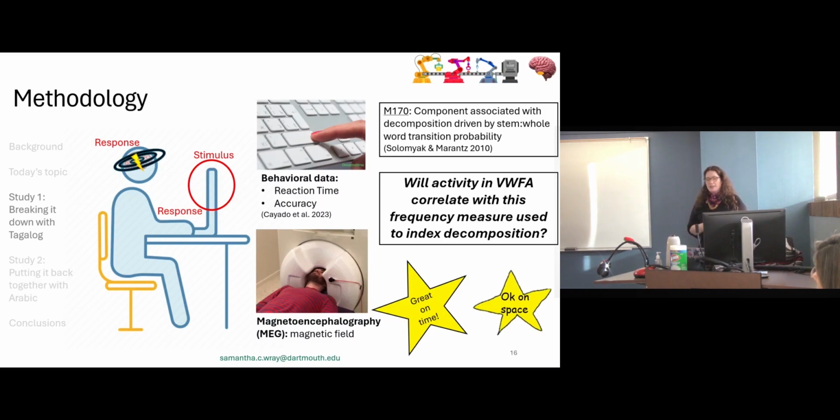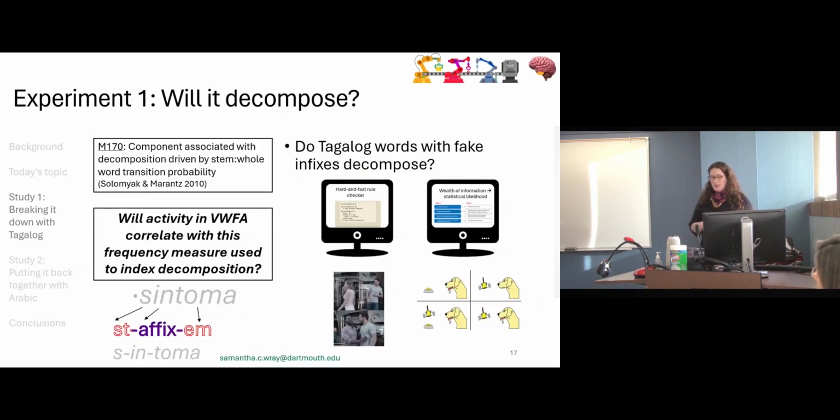So the question we asked then with this Tagalog experiment is, will the activity in visual word form area correlate with this particular frequency measure? That's going to indicate a word was decomposed. So we have two options here, especially with respect to the fake infixes, like in syntoma, which is not really an infix at all. Just like winter, it just looks like one. Or just like in brother, it just looks like one.